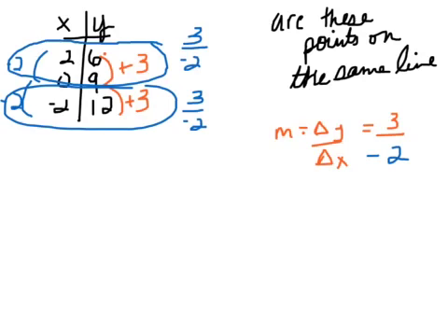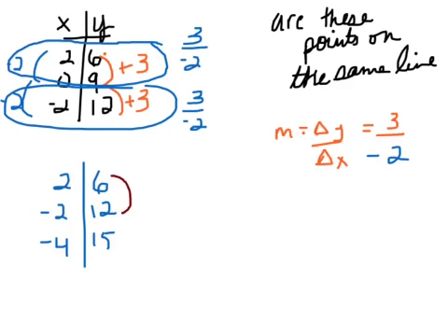What if I'd had this? What if I were to do this again? Let's look at this again, because you might think something's wrong here. From 6 to 12, how do I get from 6 to 12? Add 6. How do I get from 2 to negative 2?